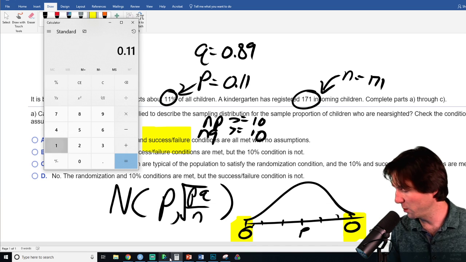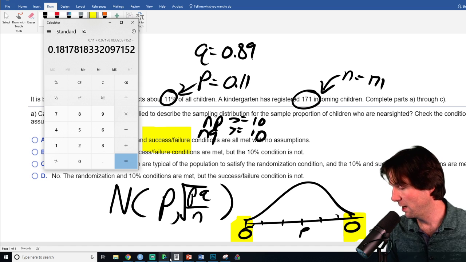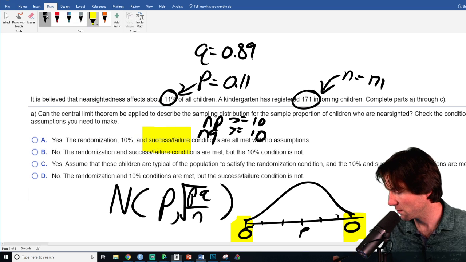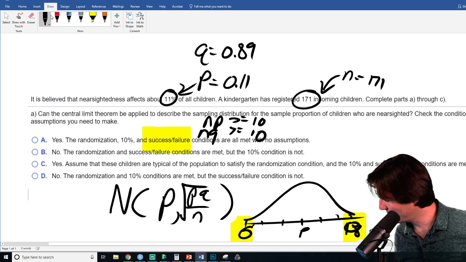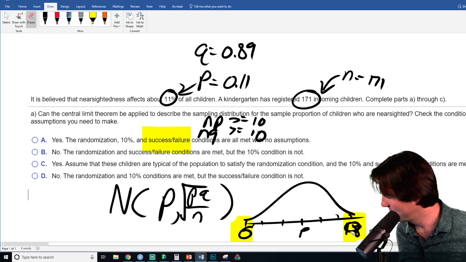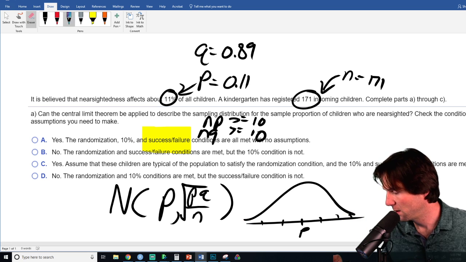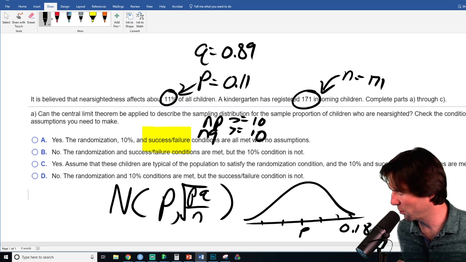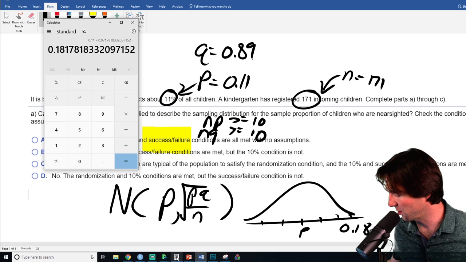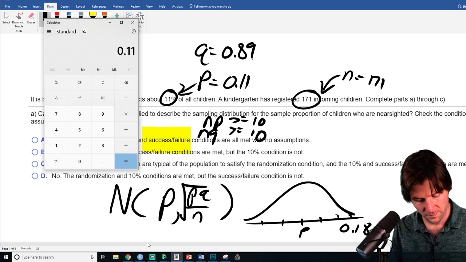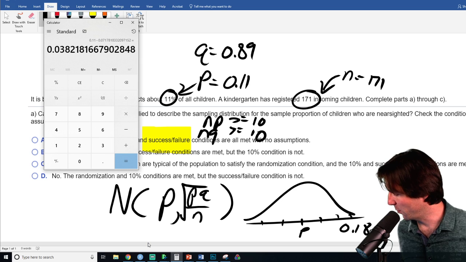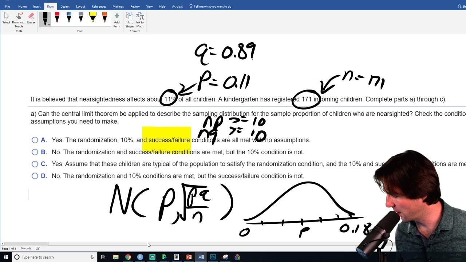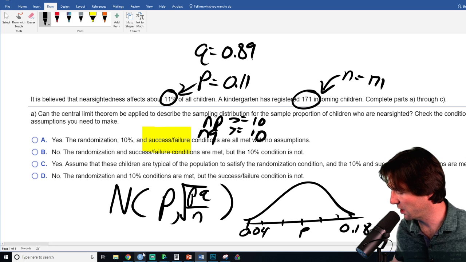And I'm going to go 0.11 plus this, and that's 18. So this is about 18%. And then the other one should be about, my brain is breaking, 4% or so. Let's find out. Yep, about 4%. I'm rounding it just for the time being. So that's what we get right there, about 4 to 18%.